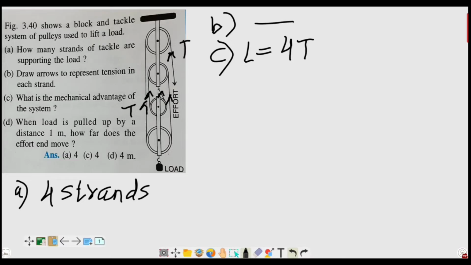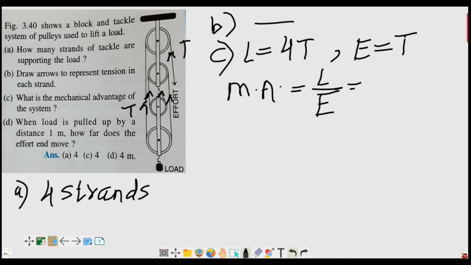So load will be 4T. Effort is always with 1 strand, so it will be T. And mechanical advantage is load upon effort. So it will be 4T upon T. When you cancel T, your mechanical advantage is 4.